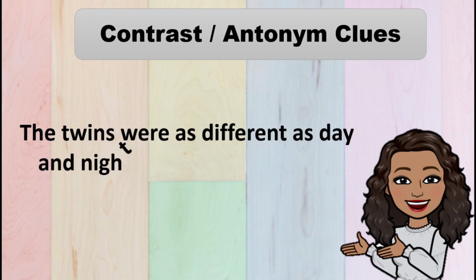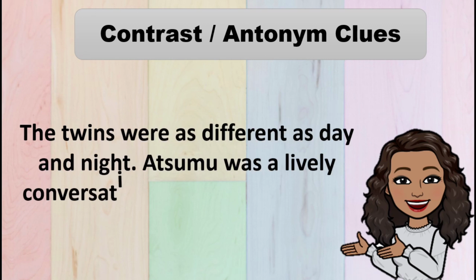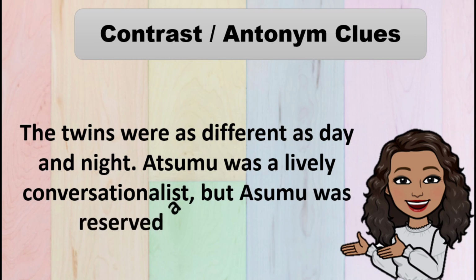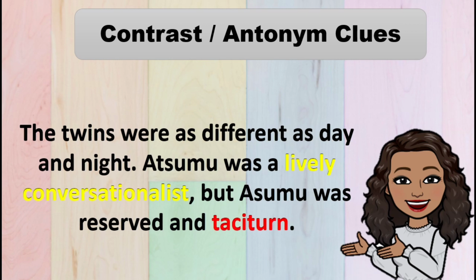Let us have an example. The twins were as different as day and night. Atsumu was a lively conversationalist, but Asumu was reserved and taciturn. Since the twins are described as different as day and night, therefore taciturn is the opposite of lively conversationalist, which means taciturn means silent or untalkative.